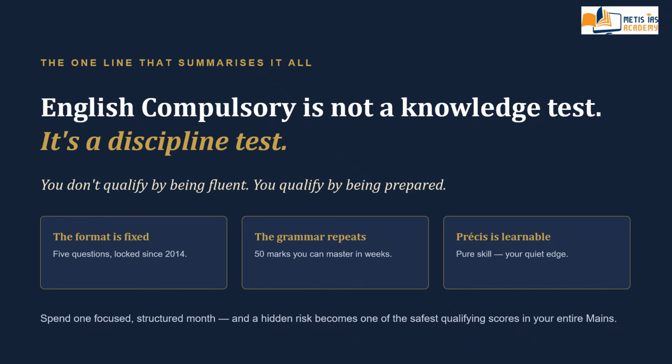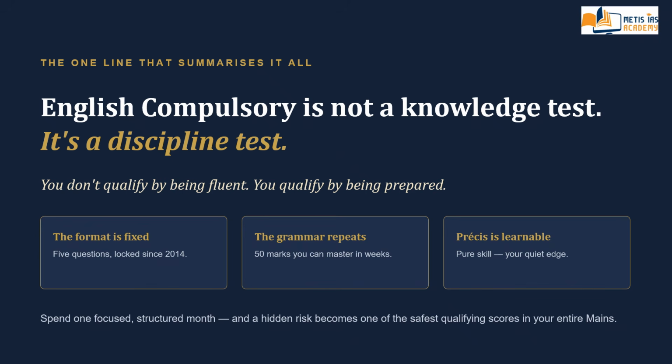The grammar repeats. The Précis is a learnable skill. The only things rising are the abstraction of the comprehension and the length of the Précis. And now you know that too. So stop fearing this paper. Stop ignoring it. Spend a focused, structured month on it, and it goes from a hidden risk to one of the safest qualifying scores in your entire mains examination.